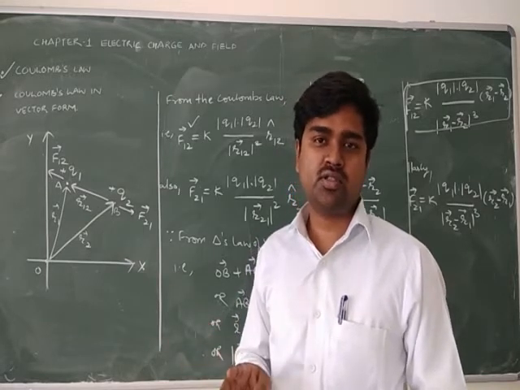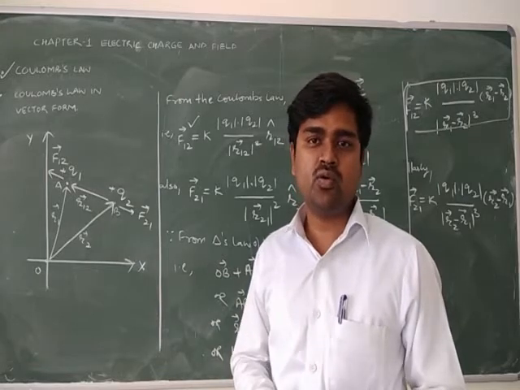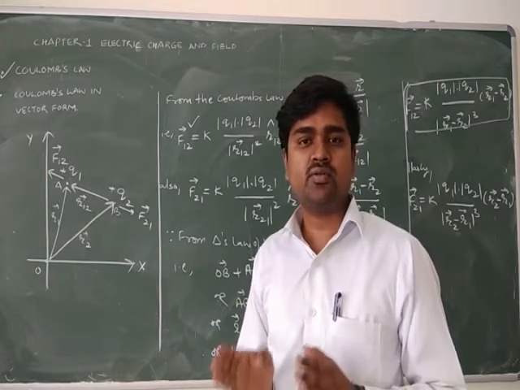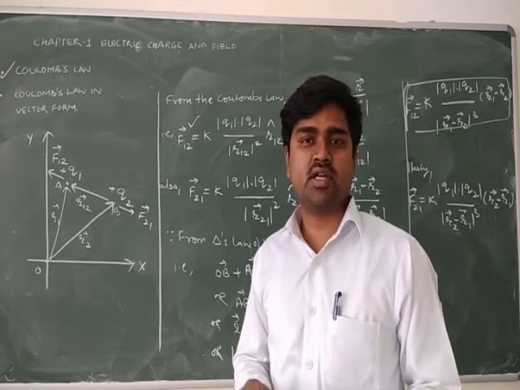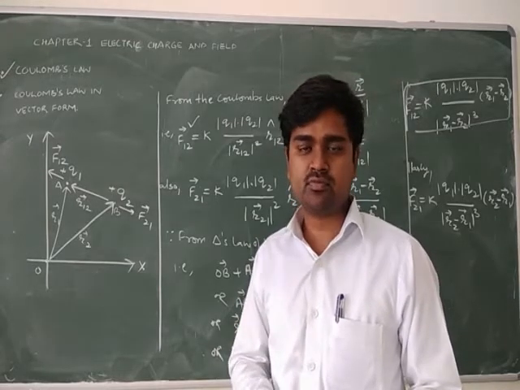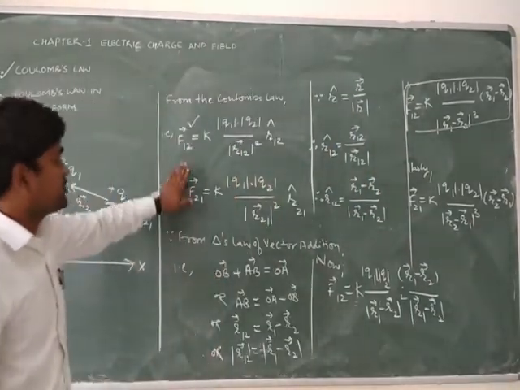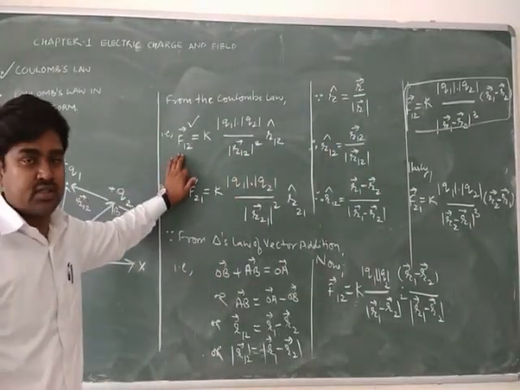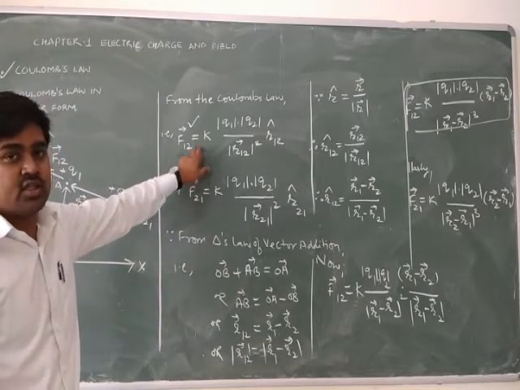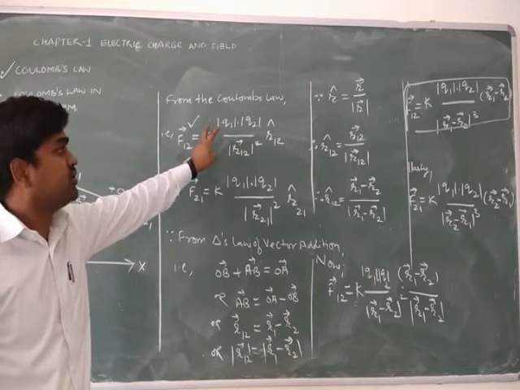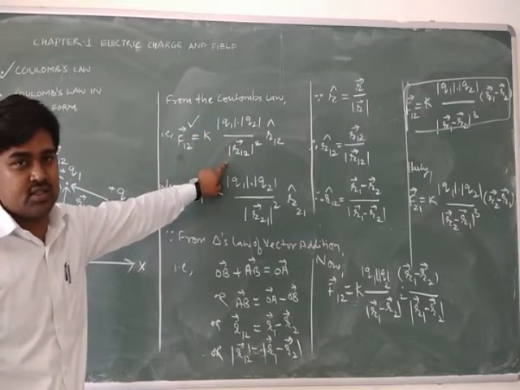So there are two forces, F12 and F21. F12 represents the force on the first charge due to the second, whereas F21 is the force on the second charge due to the first charge. Now from Coulomb's law, the force on the first charge due to the second charge is equal to K times the product of the magnitude of 2-point charges divided by the square of distance between them.